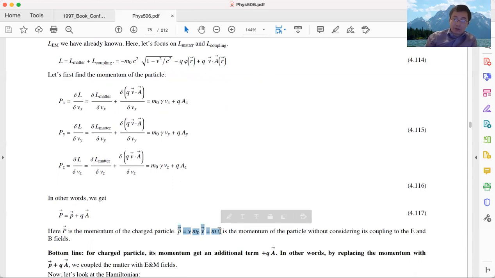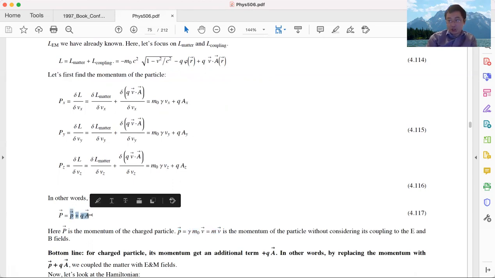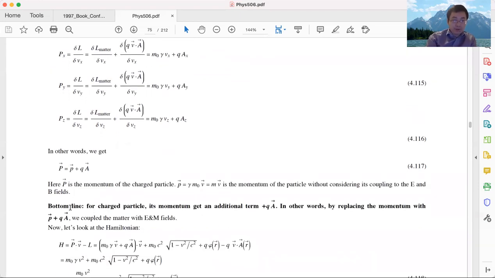But if my particle is charged, the proper definition of momentum is this whole thing, not just the mass times velocity. So a charged particle and a charge neutral particle have different momentum. A charged particle has one additional momentum coming from charge times the vector potential. Bottom line, for the charged particle, the momentum gets one additional correction, which is the charge of my particle times the vector potential.